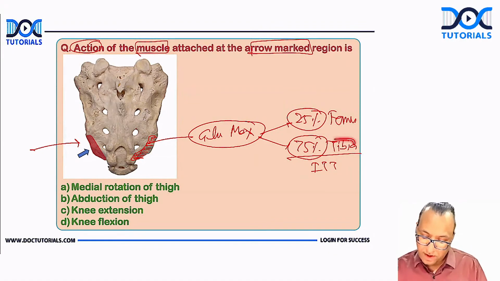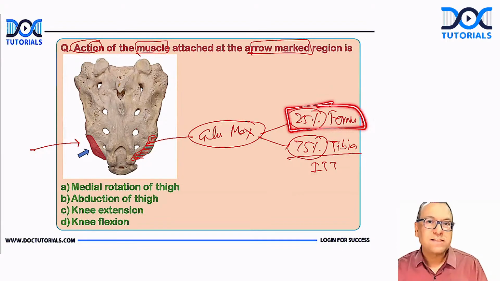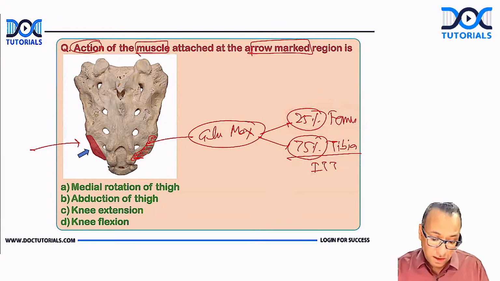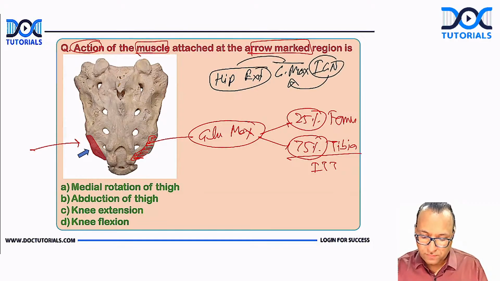Is it working on the tibia? Cannot say that it is working on the tibia, but of course it is working on the femur, and it is the chief muscle of hip extension. If you say it is the chief muscle of hip extension, that is gluteus maximus you are talking about. Gluteus maximus is supplied by the inferior gluteal nerve for hip extension, but that option is not available.